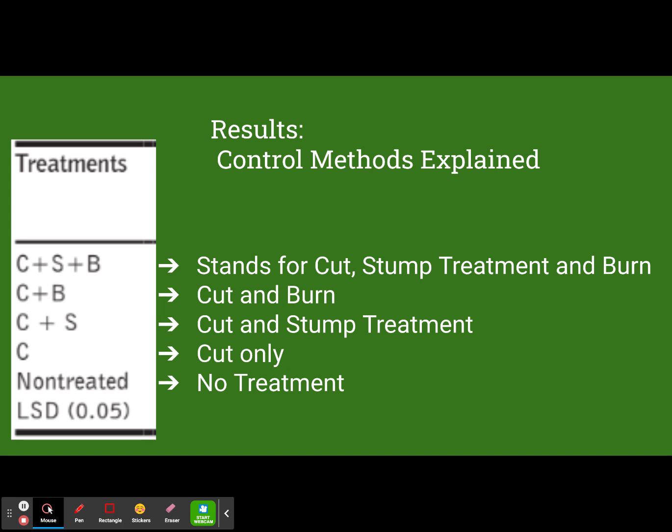In this study, there were 5 different treatments. The first was a cut, a stump treatment, and a burn all together. The second was just a cut and burn together. The third, a cut and stump treatment together. Fourth, just a cut. And fifth, no treatment.